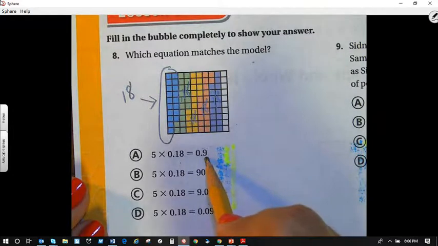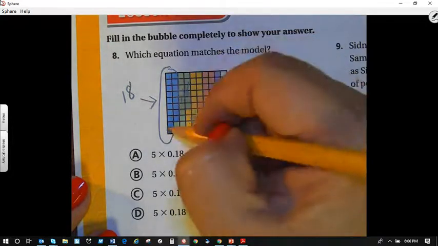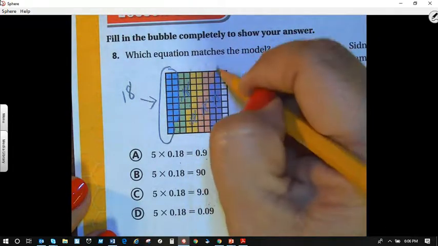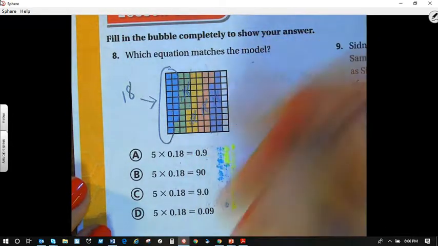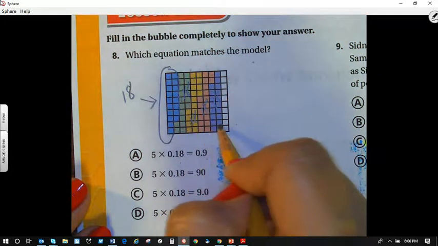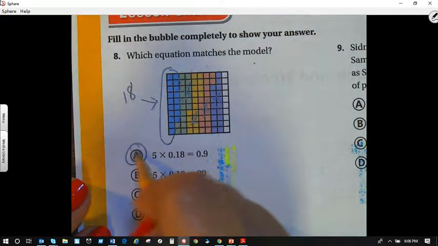And then it said it was going to be 9/10. Well, I have 10, 20, 30, 40, 50, 60, 70, 80, 9/10. So it's 1/10, 2/10, 3/10, 4/10, 5/10, 6/10, 7/10, 8/10, and 9/10. So A is our answer.